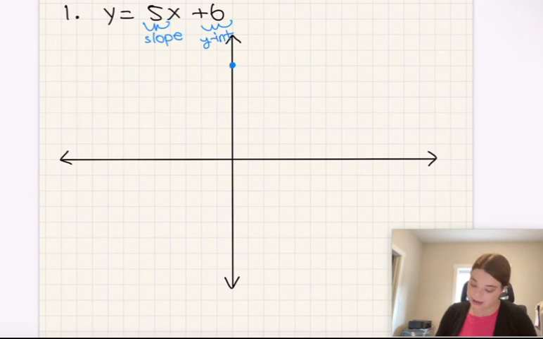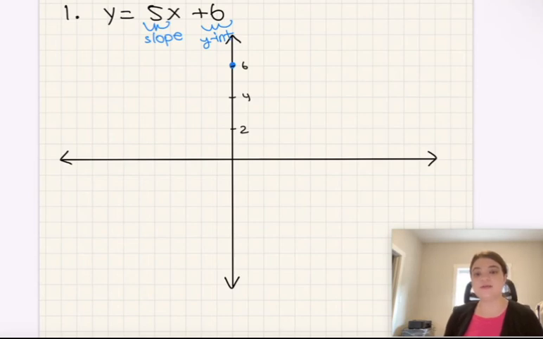I'm also going to label my graph. I'm not necessarily going to label every tick mark, but I'm going to label this so we can clearly see that the point I just drew there was 6. The next thing we need to do is use the slope to find our second point, because the y-intercept only tells us one point on the graph.